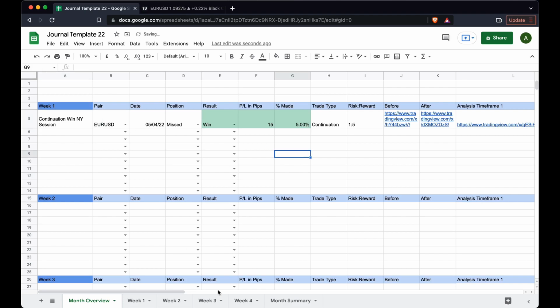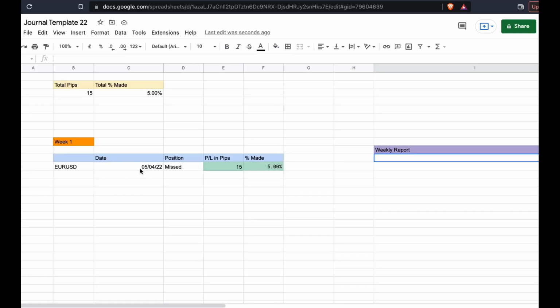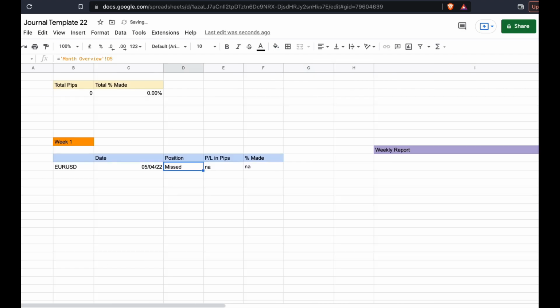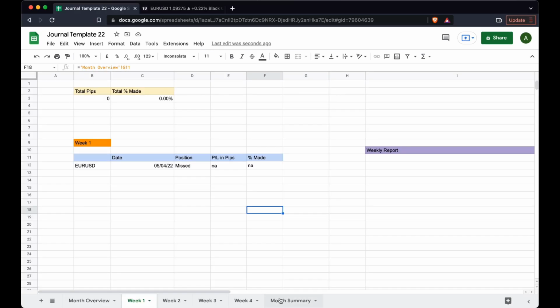And then it prints itself over here, and as you can see, Euro USD, we took a trade on this date, we missed this position, but it was a win. So what I would do actually, with a missed trade, is I wouldn't put this data down, I'd put down NA, but the result would be a win. So it would be like this, NA, NA, and so when you come here, it's like this. So this is how you would typically journal.